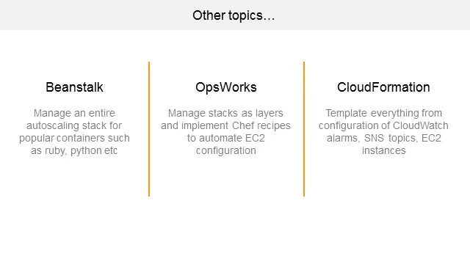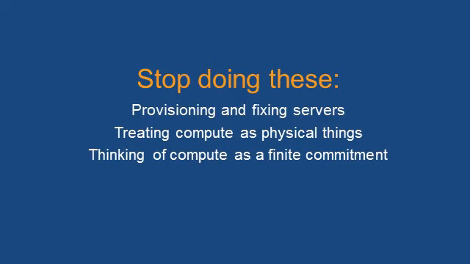So CloudFormation is a very powerful tool for managing a broad portfolio of different AWS service components that might underpin your application or service. So to summarize, you can stop doing these things with EC2. You can take away the requirement for you to provision and fix servers. It can help you stop treating your compute as physical things and start to treat compute as a logical and disposable resource. And you can also stop thinking of compute as a finite commitment. You can use EC2 as you need it by the hour, and when you don't need it, just stop it, and you won't be paying for it anymore.